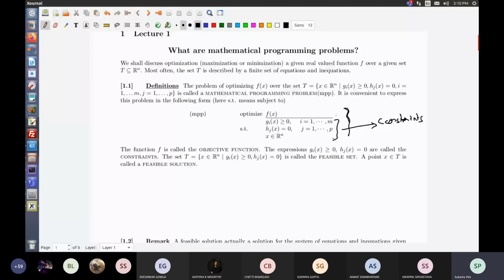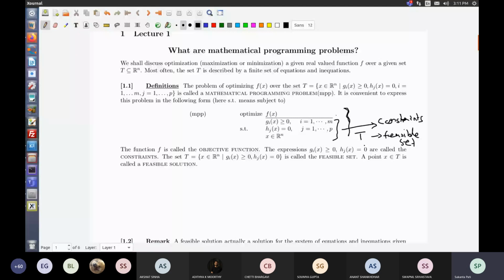So these are called constraints, and the set of all x that satisfies these constraints is called a feasible set, and normally I denote it by T. So this is the feasible set. It is the set of all feasible solutions. Why do we call it a solution? These are the set of all x that satisfy the system of equations and inequations, so that's why they call it solutions. Basically it is a subset.